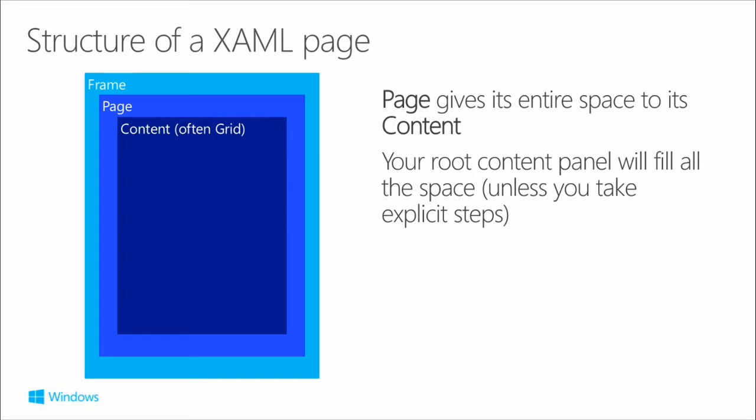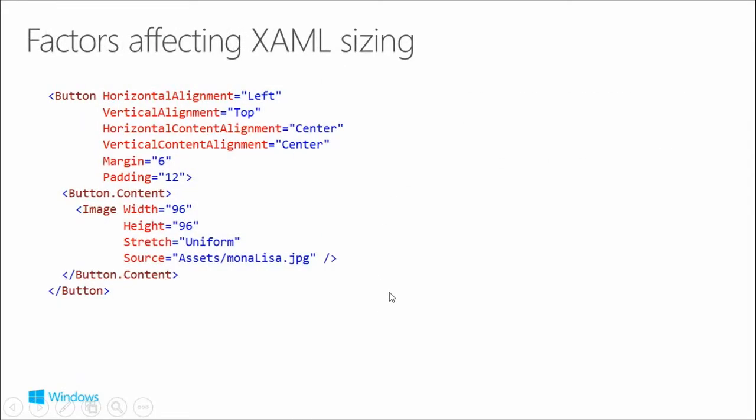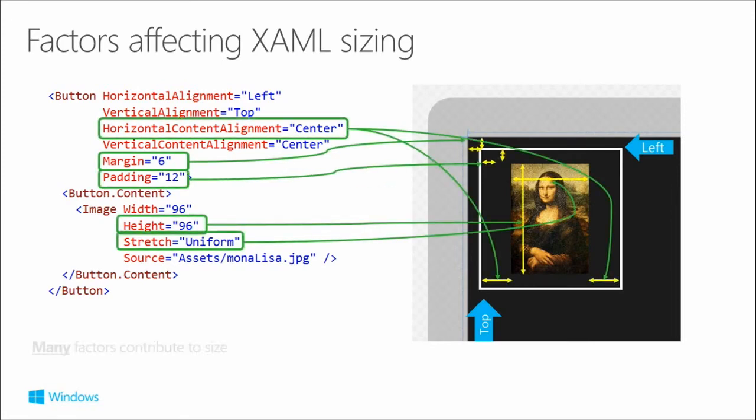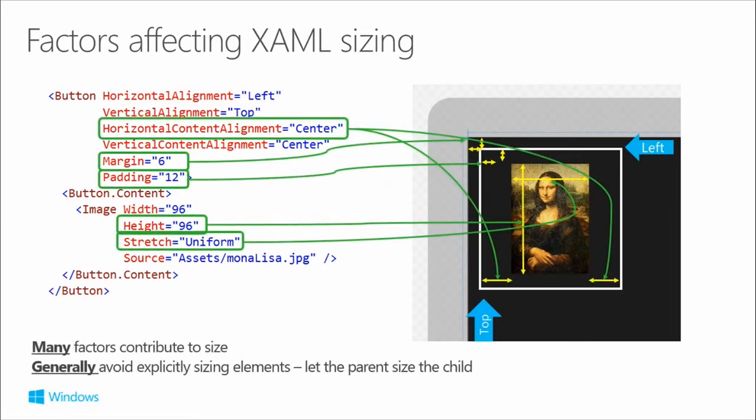The page gives all that space to content, and your root content panel will fill all that space. So what are the factors that affect the XAML sizing? This is an example of something you don't really want to do. Here we have explicitly set pretty much every element.